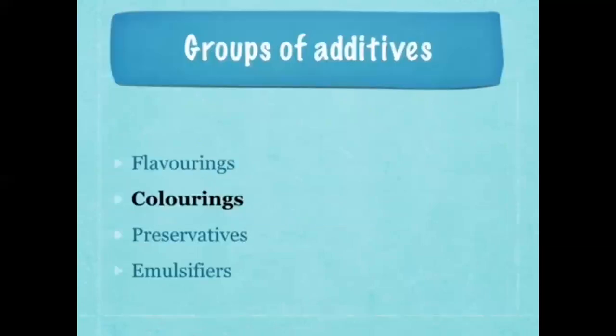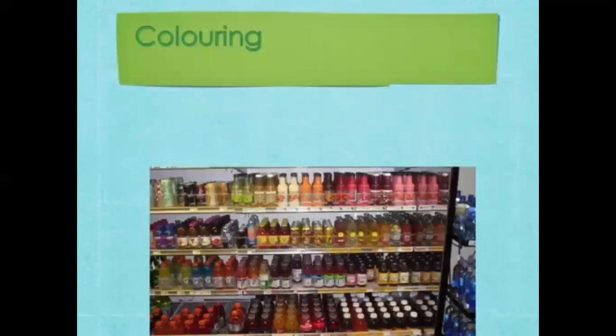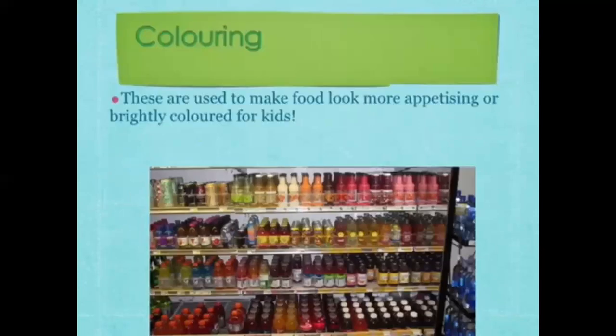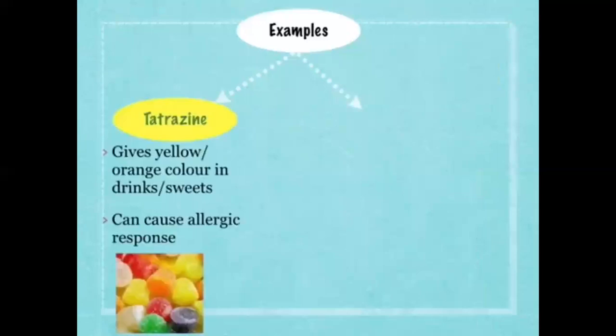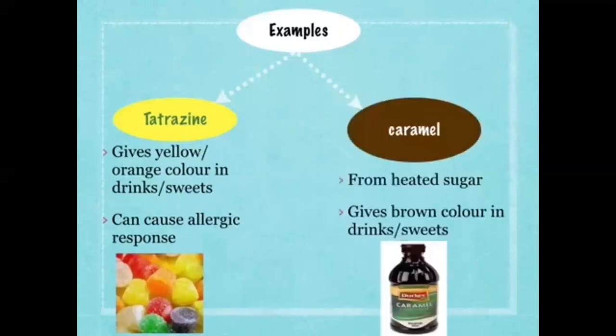The next one we're going to look at are colorings. These are used to make food look more appetizing or brightly colored for kids, and it's usually used for marketing. So two examples are tartrazine, which gives a yellow or orange color in drinks and sweets, but it can cause an allergic response. Or caramel. This is made from heated sugar. It gives a brown color in sweets and drinks.